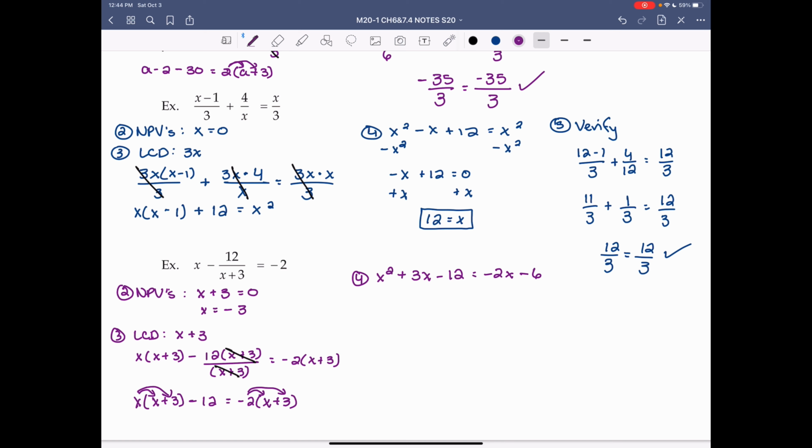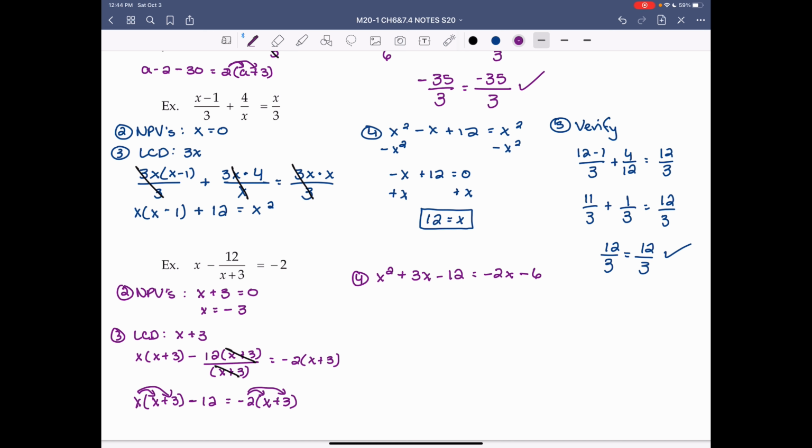If you are going to end up with no x squared value, then you want to move your x's to one side and your constant terms to the other. If you're going to end up with an x squared term, you want to move everything to one side, have the other side equal to 0 so that you can factor or use quadratic formula to solve.